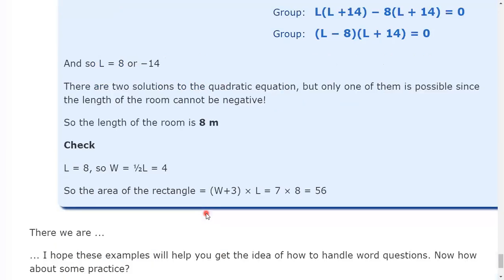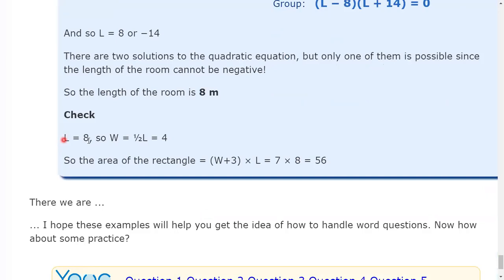Check. Now the check is that if you put L as 8, the width will be half. Half of 8 is 4. So the area of the rectangle is W plus 3, that is the width and 3 more, times the length. Then 4 plus 3 is 7, and 7 times 8 is 56. I'm sure that you got this solution, how to tackle that one. I'm going step by step, going into the details just to tell you how you will have to make up your mind, from where you will have to start. If the information is given, you will have to translate it.